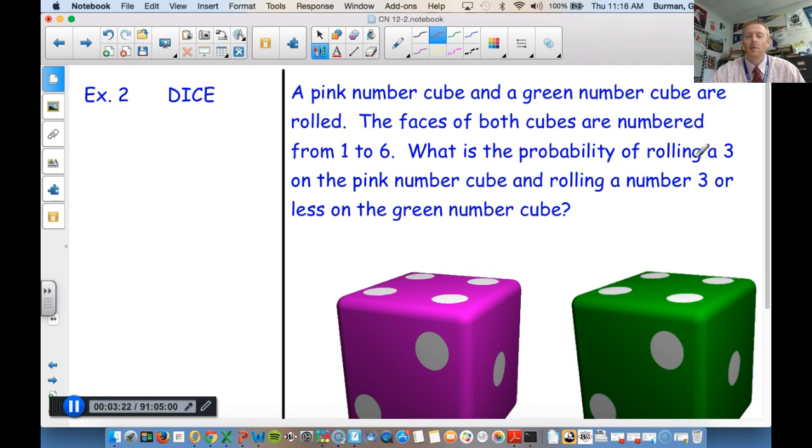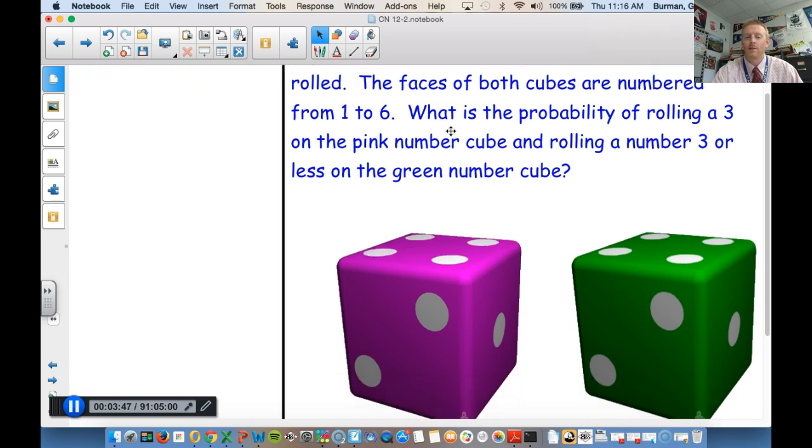Example 2: a pink number cube and a green number cube are rolled. The faces of both cubes are numbered from 1 to 6. What is the probability of rolling a 3 on the pink number cube and rolling a 3 or less on the green number cube? All right, so if we're looking at these pink and green number cubes, the faces are 1 through 6. So what is the probability of rolling a 3 on the pink one?